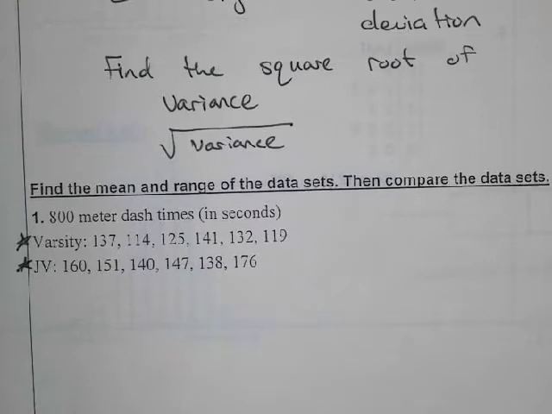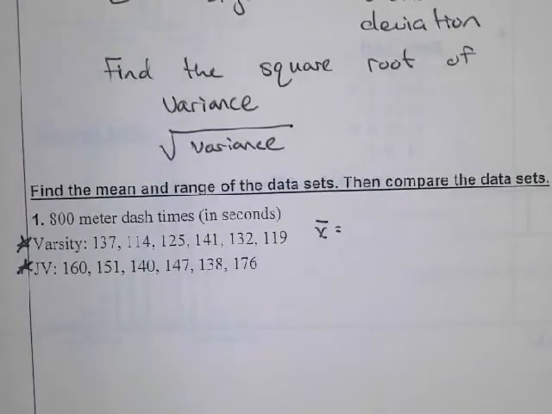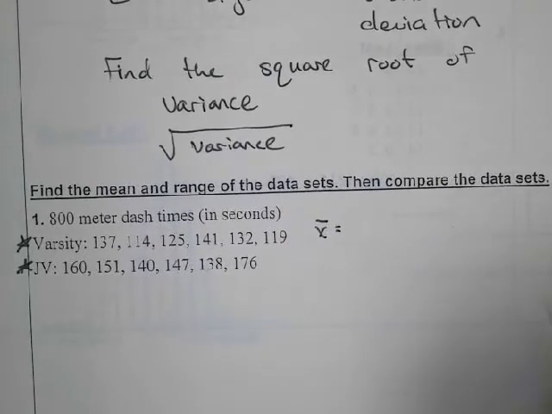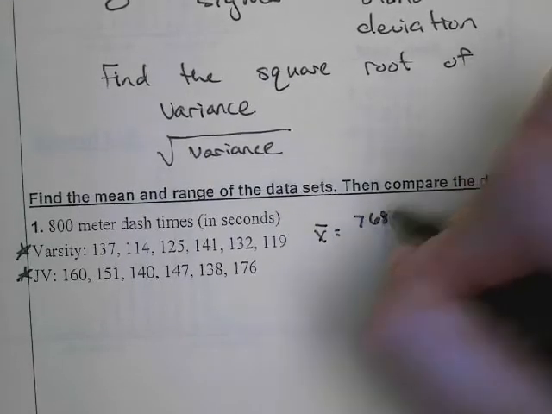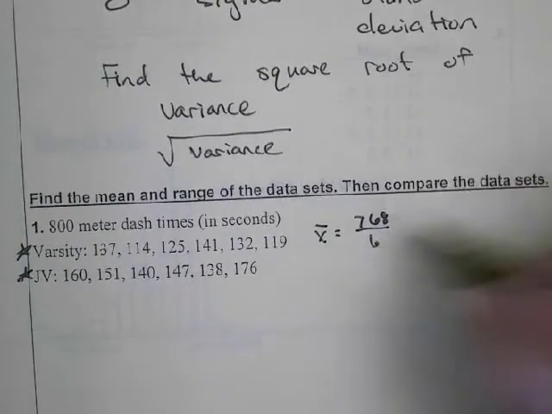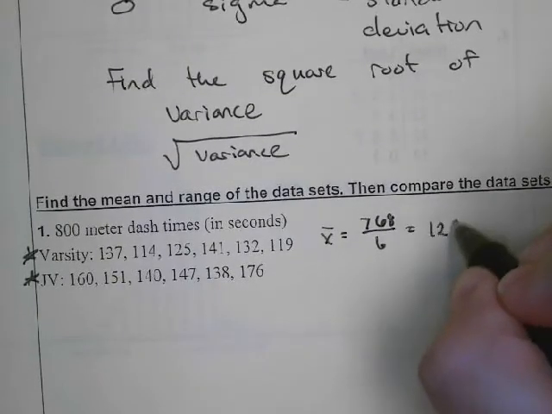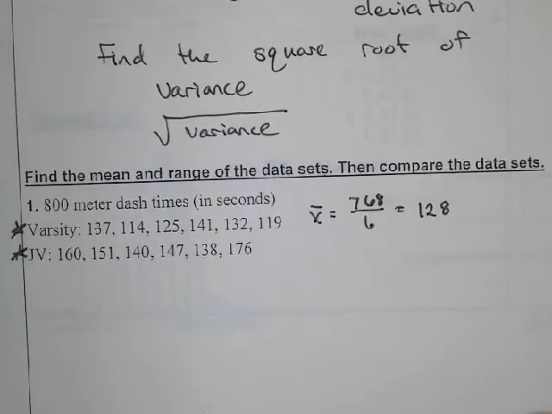So first, let's find the X bar for the varsity team. So I'll add up all of our data points. 137 plus 114 plus 125 plus 141 plus 132 plus 119. So I've added them all up, and we have 768 divided by 1, 2, 3, 4, 5, 6. Divide this by 6, and we get that the X bar is 128. So the average time for the varsity team is 128.